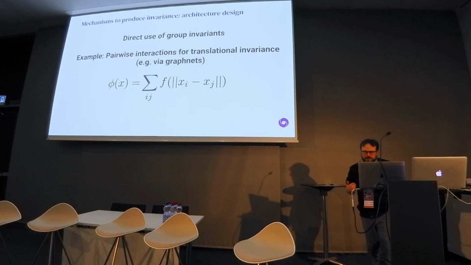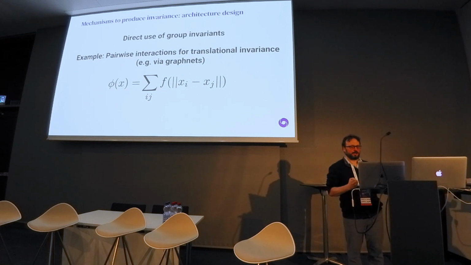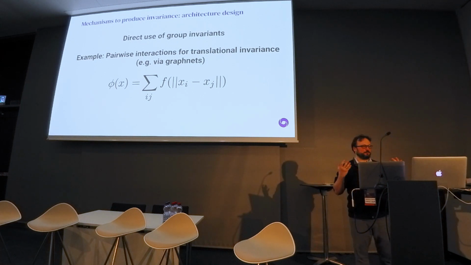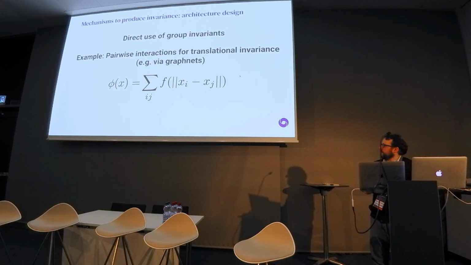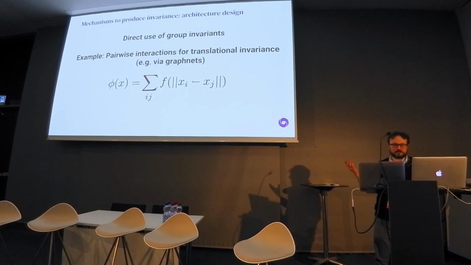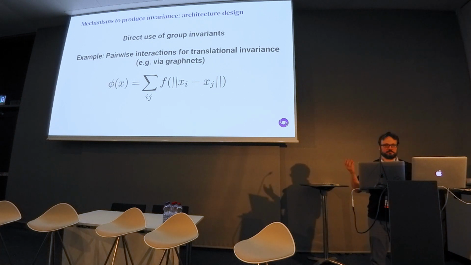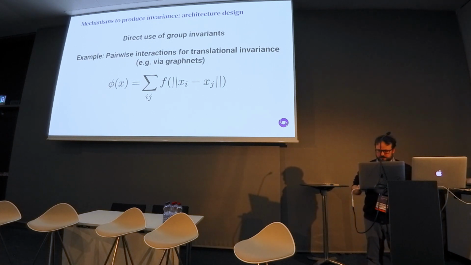So another mechanism is to directly exploit group invariance. I want to build a neural network or a function that is translation invariant as a function of a collection of vectors. A general way of doing that is that I know that the distances between points are translation invariant, so I can just build a function that takes distances as input, and doesn't take the points directly. That is a very simple idea, and this is what pairwise graph net interactions allow us to do very nicely.